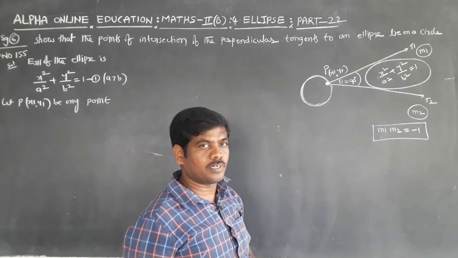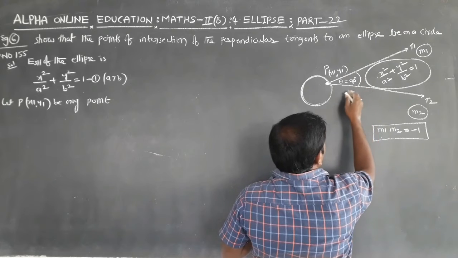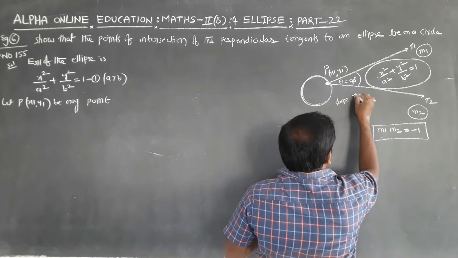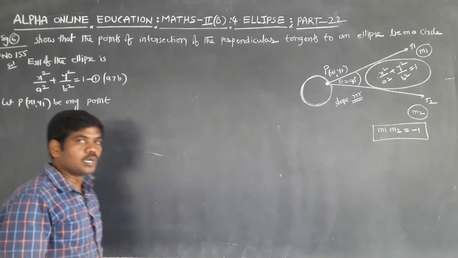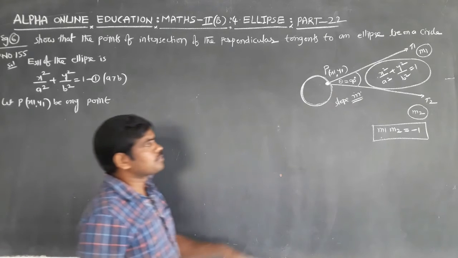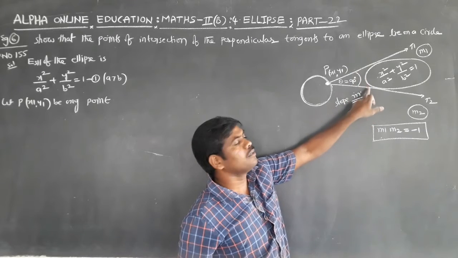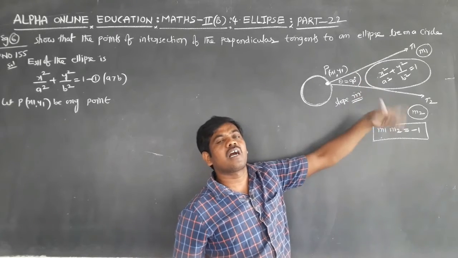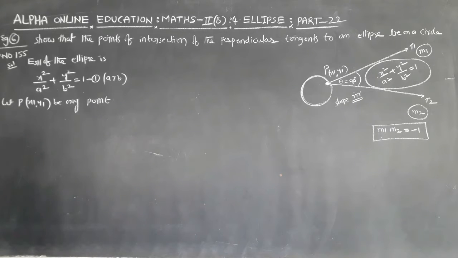So here, first of all, let m be the slope of the two lines. So first find the equation of the tangents to the ellipse having slope m. m is the common slope of the first line and the second line. So find the equation of the tangents.